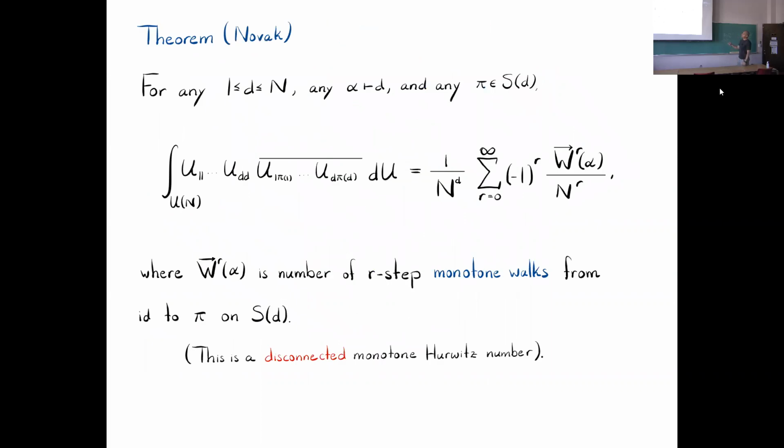This is where you're seeing the difference between the stable and unstable ranges that DeWitt and Tufte were seeing empirically. For any numbers d less than or equal to n, and any Young diagram alpha, with pi in S_D coming from the conjugacy class labeled by alpha, this integral depends on pi only up to conjugacy. The 1 over n expansion is this. So this infinite series, which converges in the stable range, is counting the number of R-step monotone walks from the identity to a permutation of type alpha, over all possible values of R. And these are disconnected monotone Hurwitz numbers.